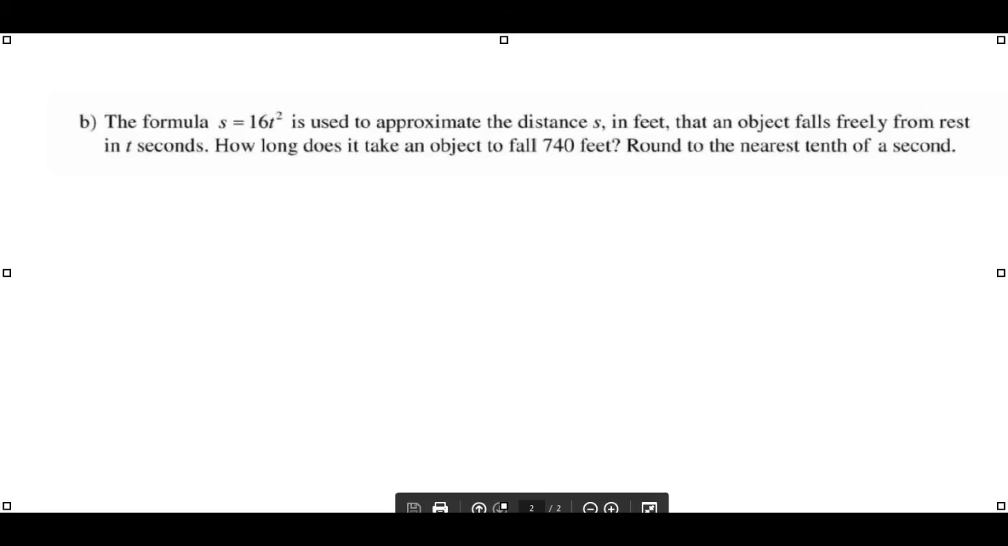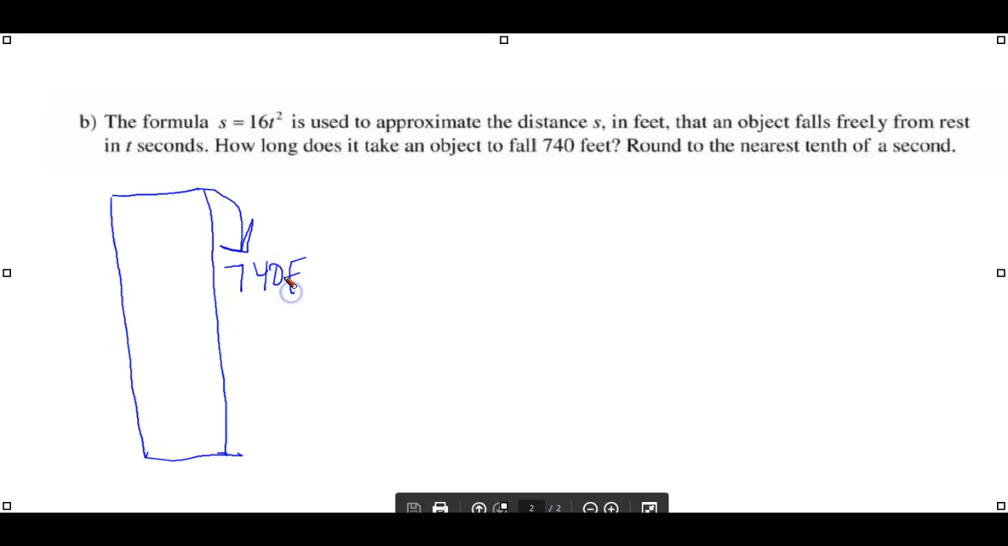Well, for something like this, we could make a little picture if you like. We have an object that's going to fall 740 feet. And it's defined by this formula. So basically it's 16 t squared equals the distance in feet of 740.